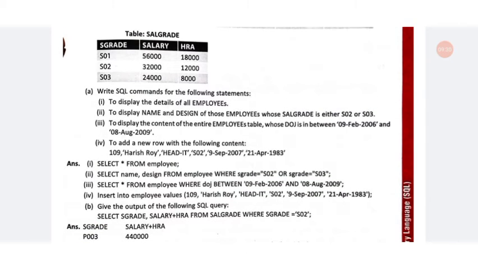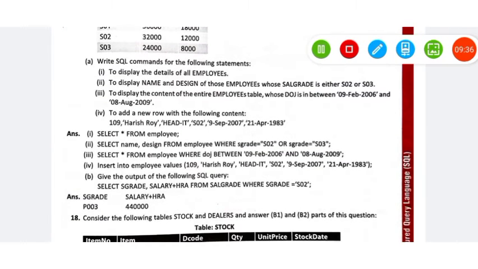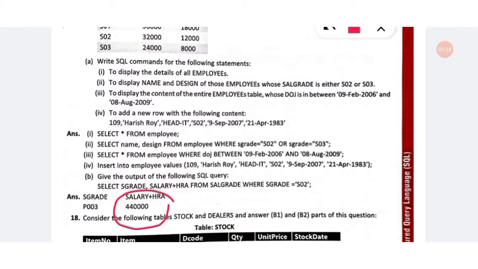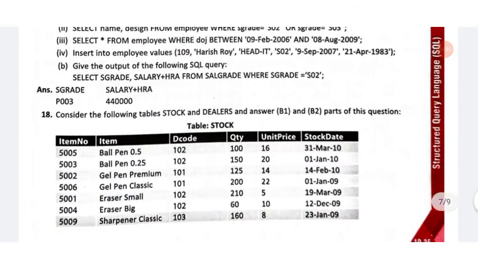Salary is 32,000 plus HRA 12,000, that is 44,000. So only this much, 44,000. Many printing mistakes are there, so you have to correct them while studying.